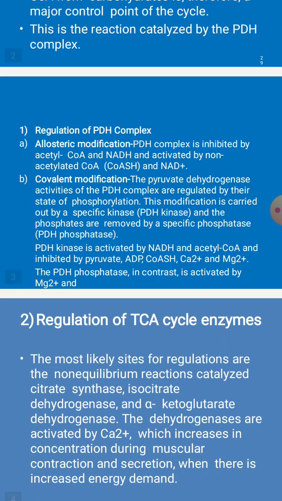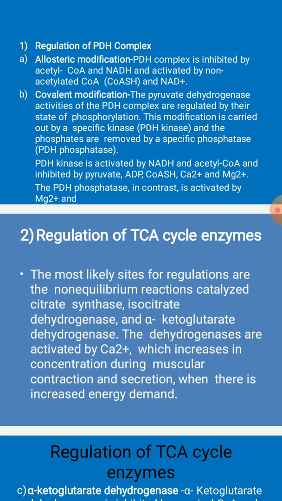Coming to the regulation of other TCA cycle enzymes, the most likely sites for these regulations are the non-equilibrium reactions, which are mainly catalyzed by citrate synthase, isocitrate dehydrogenase and alpha ketoglutarate dehydrogenase. These dehydrogenases are going to be activated by calcium ions, whose concentration increases during muscle contraction and secretion. When there is increased energy demand, you can observe this increased activity of the dehydrogenase enzymes.